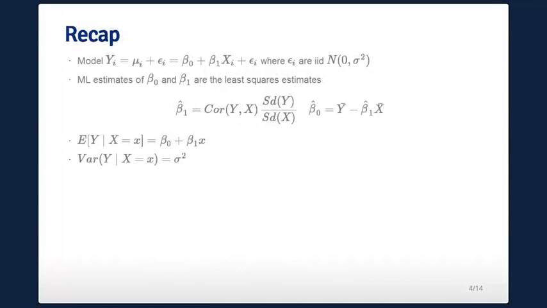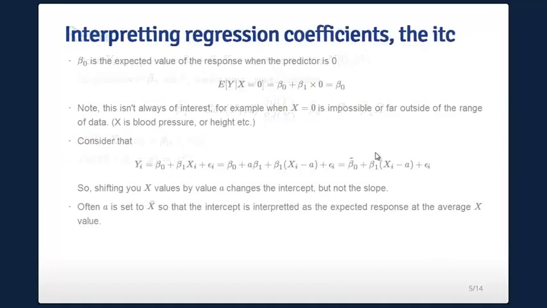Okay, and then let's recap what those estimates worked out to be. Our estimate of beta 1 worked out to be this, where it's the correlation times the ratio of the standard deviations, and our beta naught hat satisfied this: y bar minus beta 1 hat x bar. Remember, we've already stated those things in the previous slide. So that's a bit of a recap.